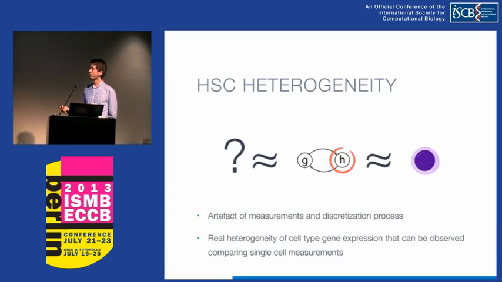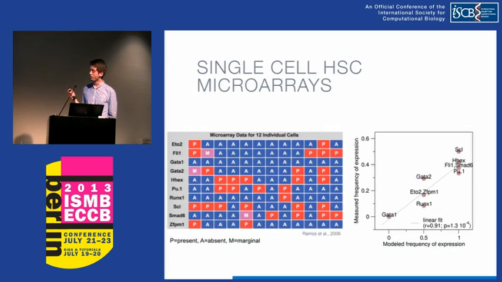And what we found out is that if you look at the gene expression profile of single cells, instead of looking at a bunch of hematopoietic stem cells, the expression profiles of single cells can vary quite a lot. So our idea is, what if our model actually recapitulates the heterogeneity in the gene expression profile of single cells? So what we tried to do then was to correlate the frequency of expression in the measurements with the frequency of expression in the model.